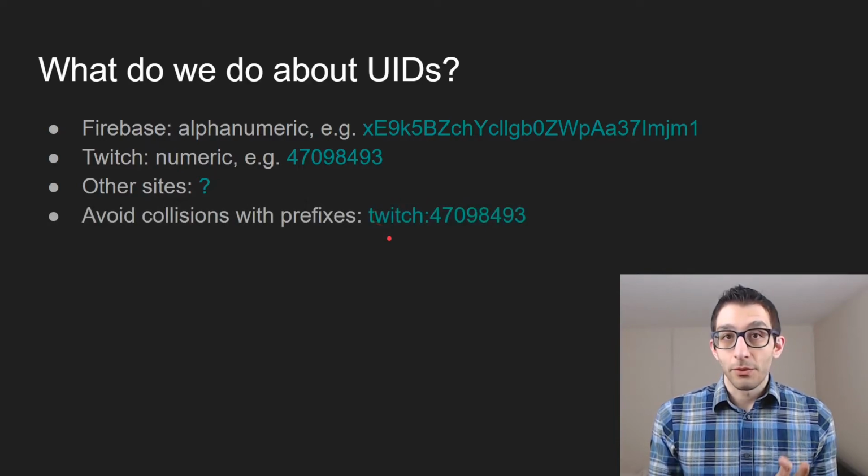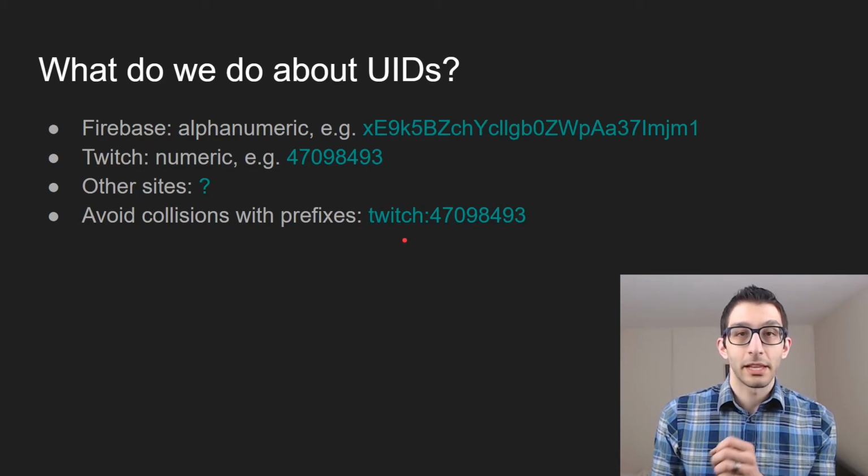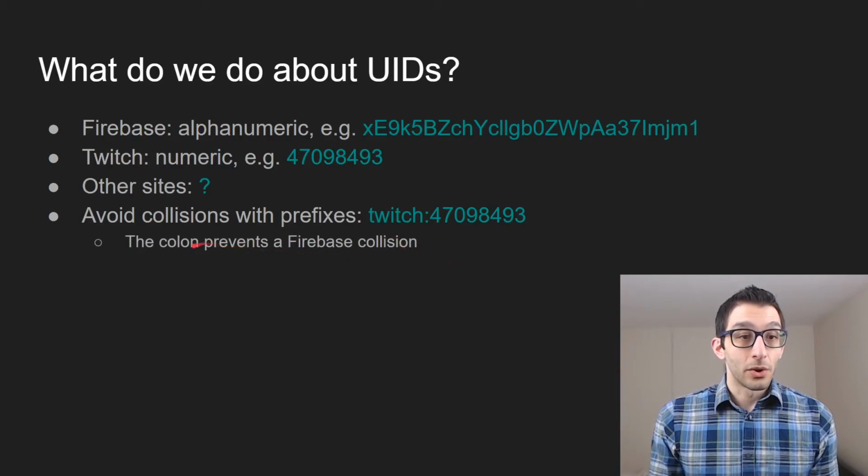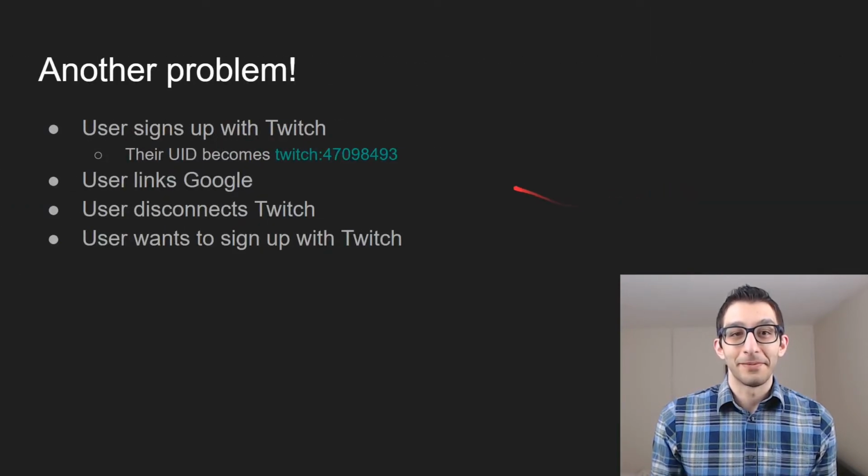So I would just avoid collisions by prefixing it with something like Twitch colon, and that way there was no potential for this site colliding with, let's say, if I used Instagram or Discord, and the colon prevents it from colliding with anything the Firebase does. However, that's not really the full problem.